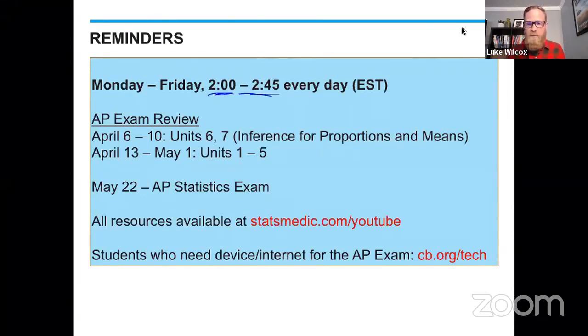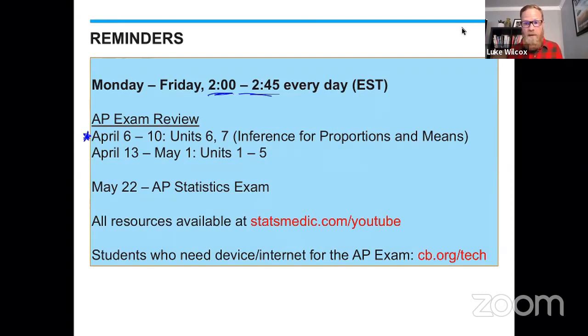We have split up the AP exam review in an interesting way here, and I want to make note of this. We are currently at the end of this week, April 6th through the 10th, and we have been covering units 6 and 7. So today I will finish out units 6 and 7 with you in today's lesson. And then starting on Monday with Mr. Murphy, we are going to go back to the very beginning of AP Statistics, Unit 1, and we're just going to take you through Units 1 through 5.